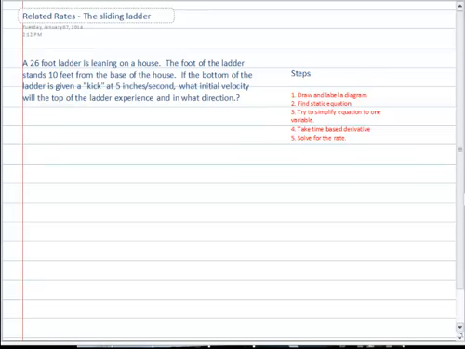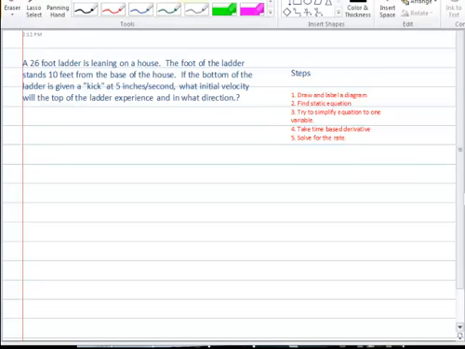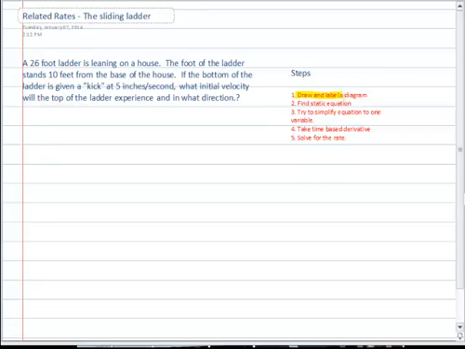This is a classic problem, and remember the steps that we want to go through. I'm just going to outline them again one more time real quick. We want to first draw and label a diagram. After we read and understand the problem, we want to find the static equation. We want to try to simplify the equation to one variable if possible, and we want to take a time-based derivative and then solve for the rate. So we have a whole bunch of steps that we want to get through for this problem.